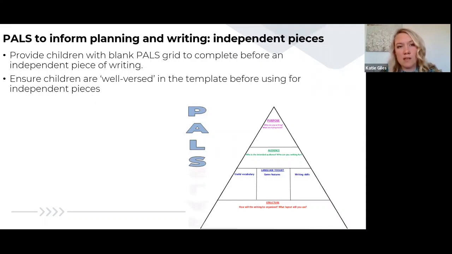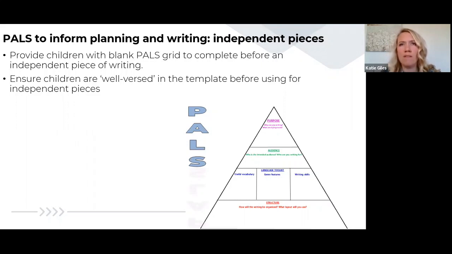PALS grids can also be used to inform the planning and writing of independent pieces. So for independent pieces, we might provide children with a blank PALS grid to complete before they write their independent piece. Now, in order for children to use the PALS grids effectively, independently, they're going to have to be well versed within the template before they use it for their independent pieces. That being that we've used the PALS grid lots of times to analyse different texts, and we've also used the PALS grids plenty of times within scaffolded pieces.